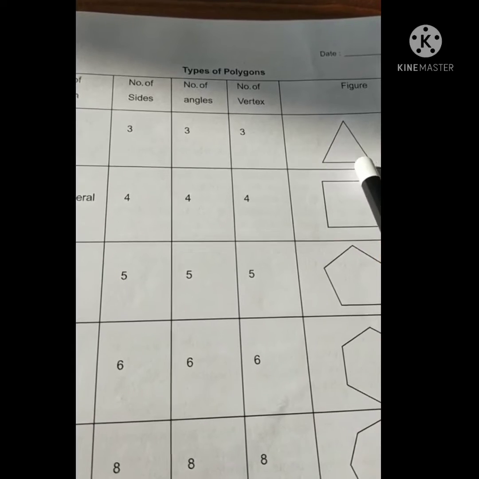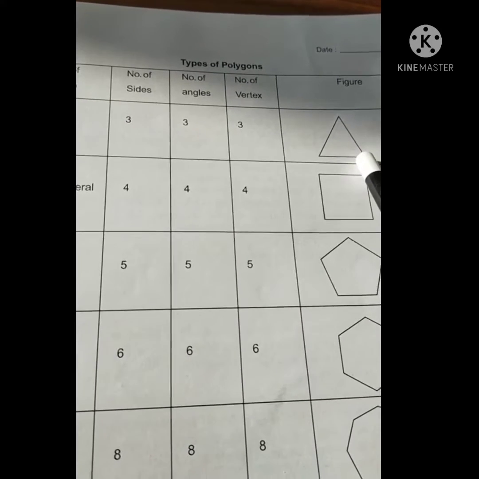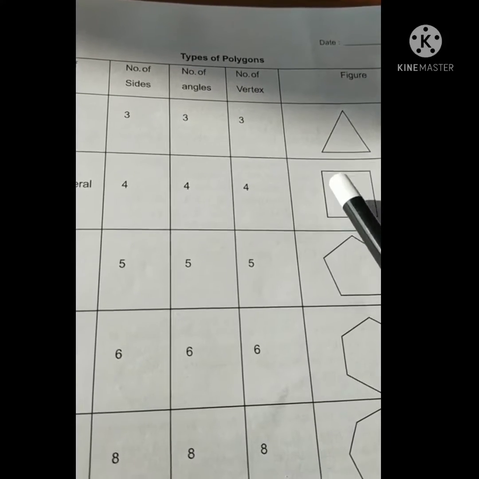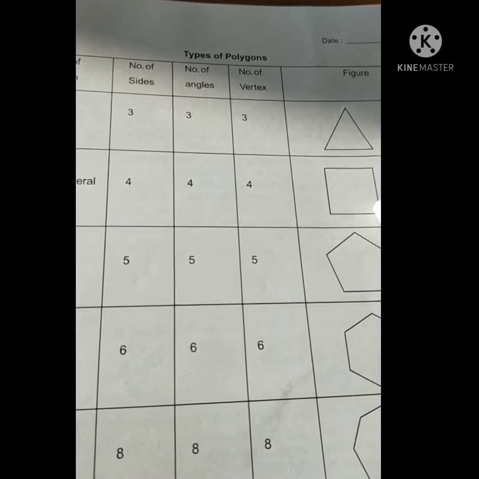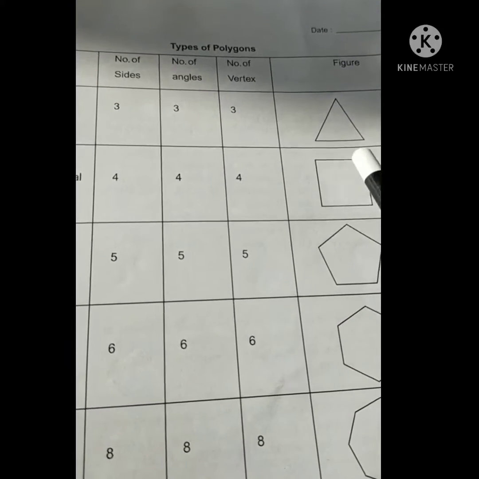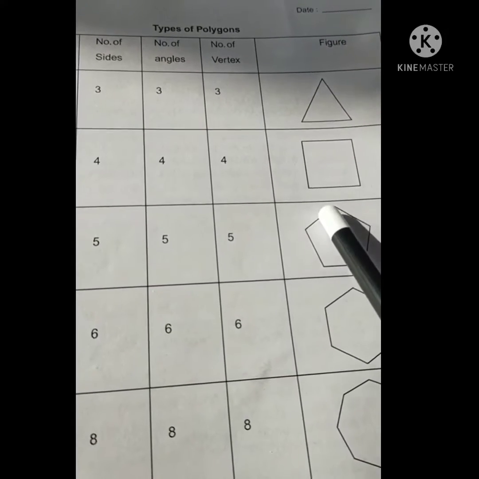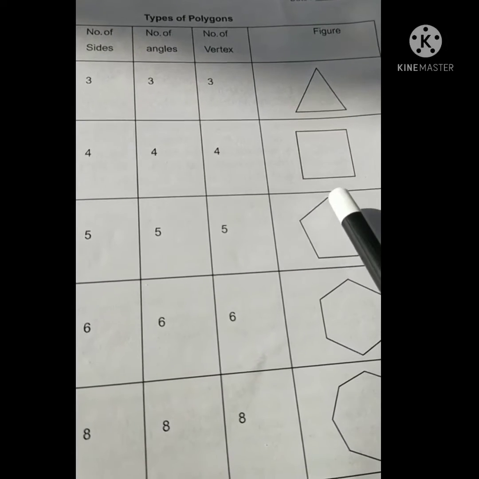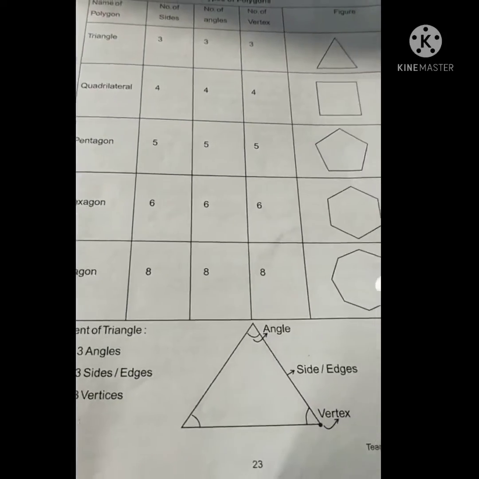If we have 3 sides and 3 angles, ये angle है 1, 2, 3 and 3 vertices. 1, 2, 3 vertices means corners. And here we have 4 sides, 1, 2, 3, 4. 4 angles, 1, 2, 3, 4 and 4 vertices. Here we have 5 sides, 1, 2, 3, 4, 5. 5 angles, 1, 2, 3, 4, 5 and 5 vertices. Similarly, we have a hexagon and octagon.